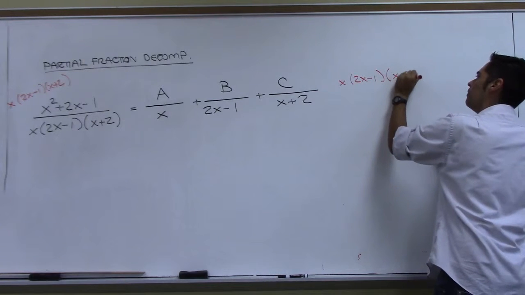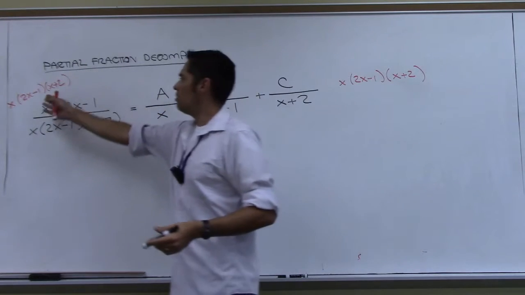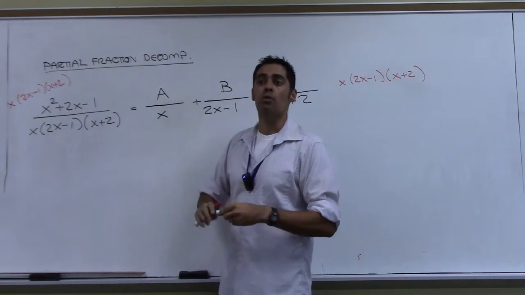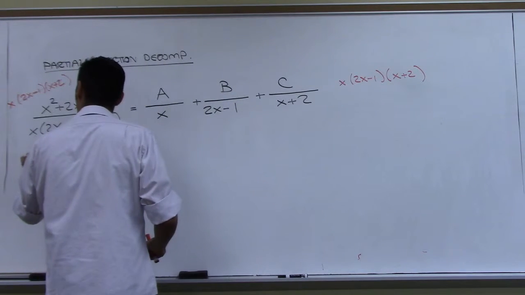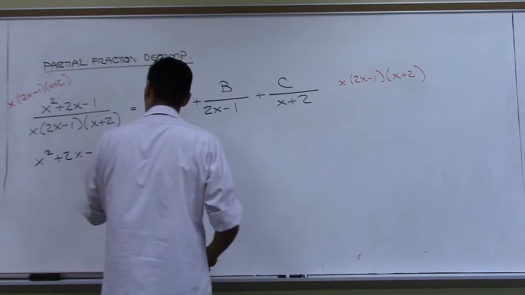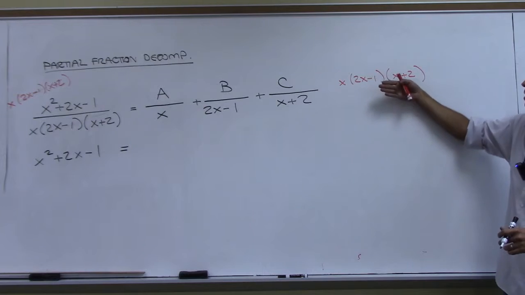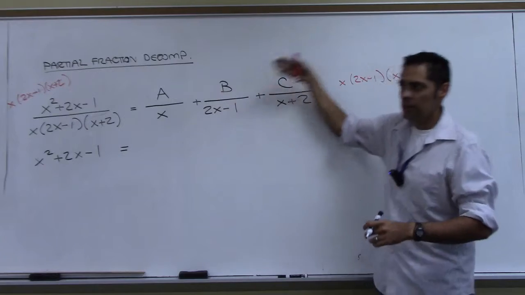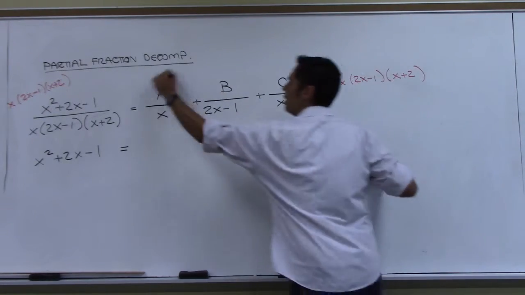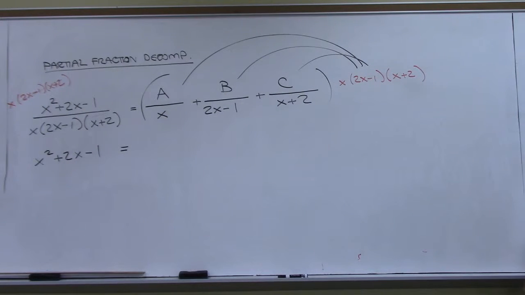That's our common denominator. Now, what happens on the left side? The denominator and this thing cancel, and all I'm left with is the numerator, right? I'm left with x squared plus 2x minus 1 equals. Now, when you multiply this on this side, doesn't that have to distribute through to each one of the three terms here? Each one. So it's really like this: there, then there, then there. And then they cancel off.